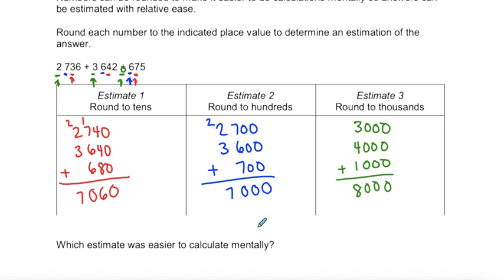So which one of these was easier to calculate mentally? Our last one, rounded to the thousands position, was the easiest to calculate mentally because we only had one column of numbers to add together. All the rest of those were zeros. So that should give you an idea of making sure that when we are estimating, always try to round to the largest place value possible, and that way that mental math is a lot easier to calculate.